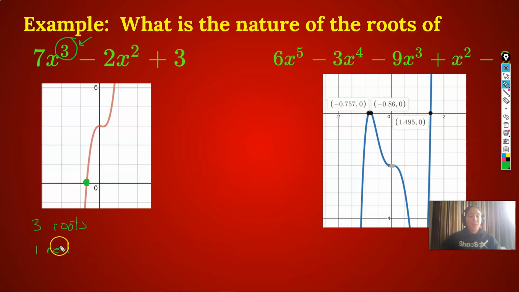So if I have one real root, how many complex roots do I have to have? Well, then there's going to be 2 complex, and there'll be a conjugate pair. So from a graph, I can see this way.